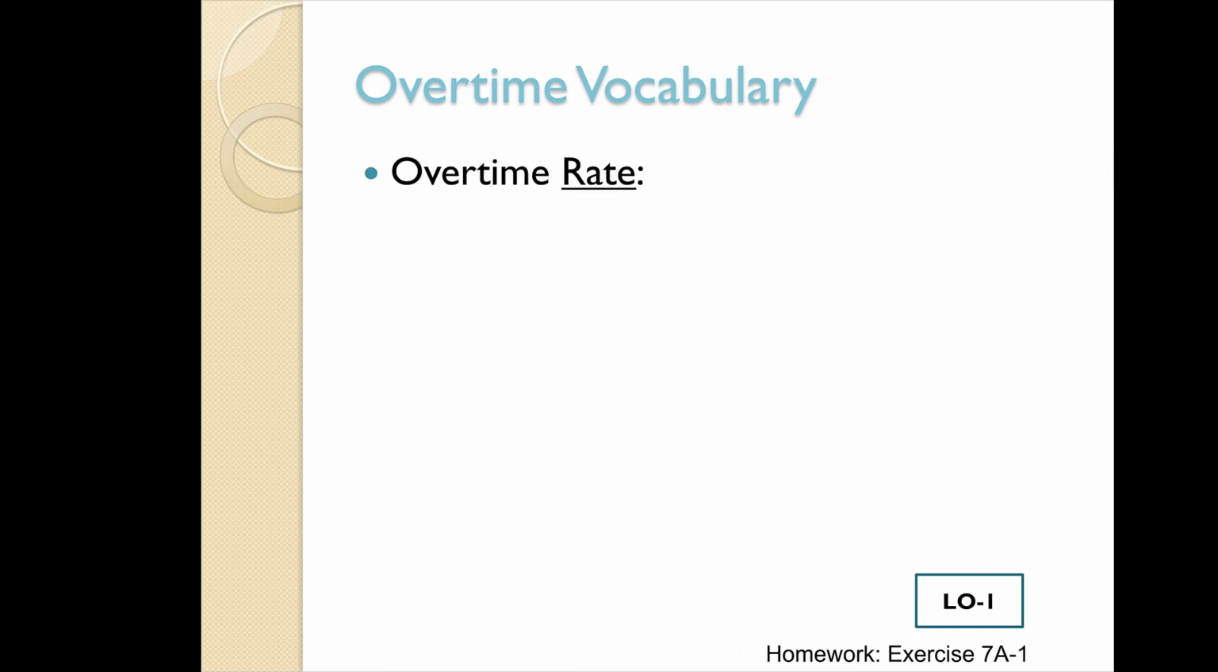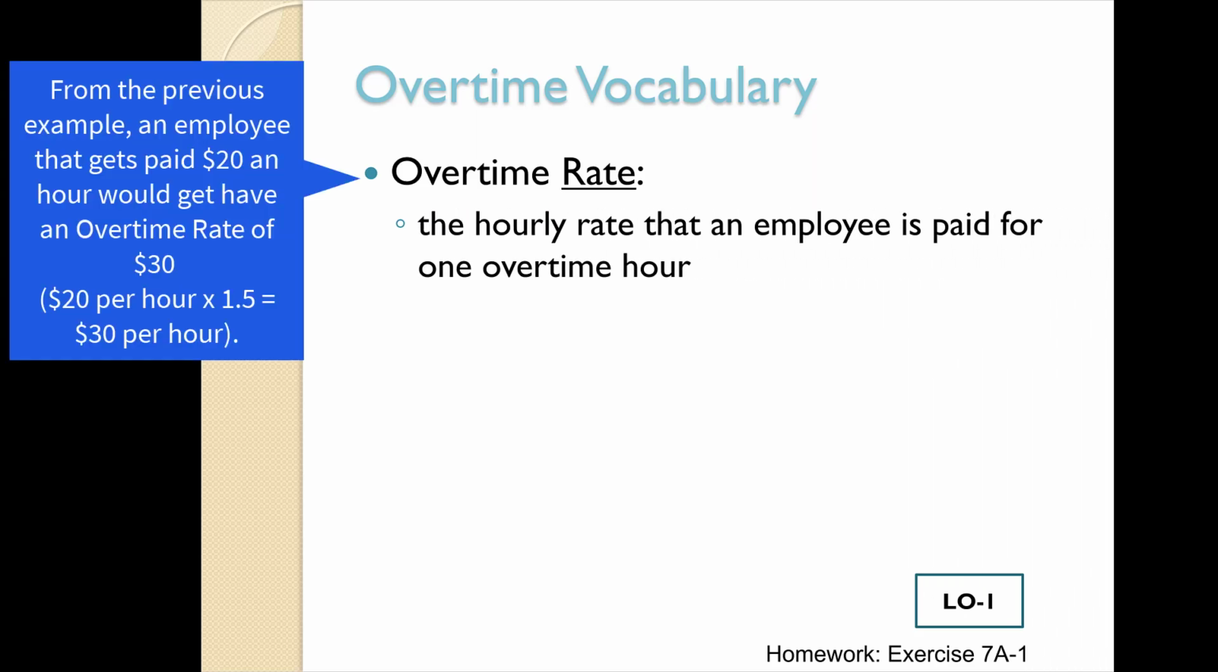So more vocabulary. Overtime rate just means the hourly rate that an employee is paid for 1 overtime hour. It's also known as OT rate because we like to abbreviate everything. OT stands for overtime. So again, in my previous example, if an hourly employee gets paid 20 bucks an hour, then their overtime rate is 1.5 times 20, so that would be $30 an hour.